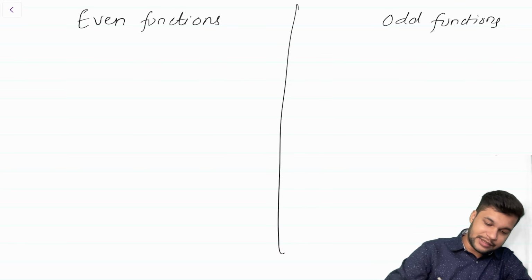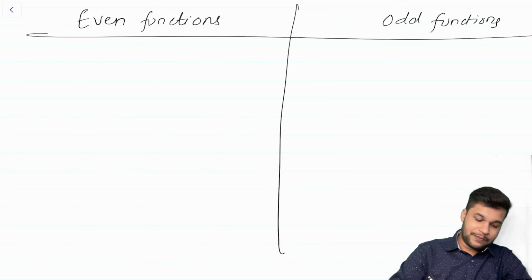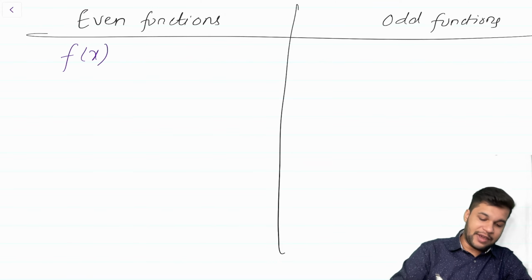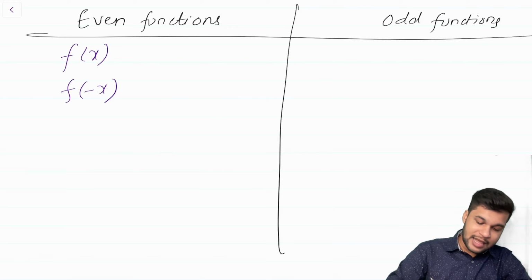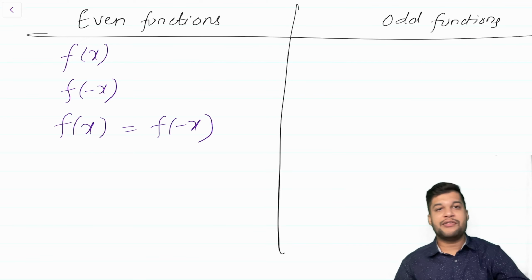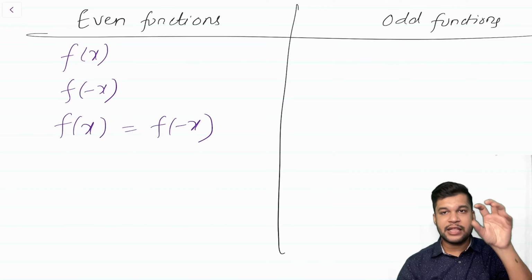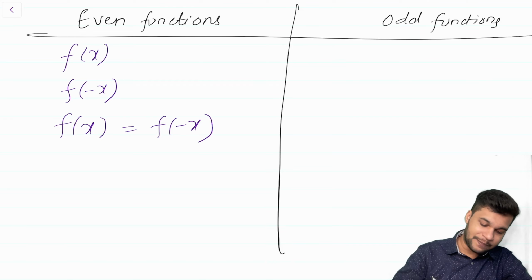Let's differentiate these. So in an even function, if you have a function f(x) and a function f(-x), then f(x) will be equal to f(-x). If this is true, then the function is an even function.